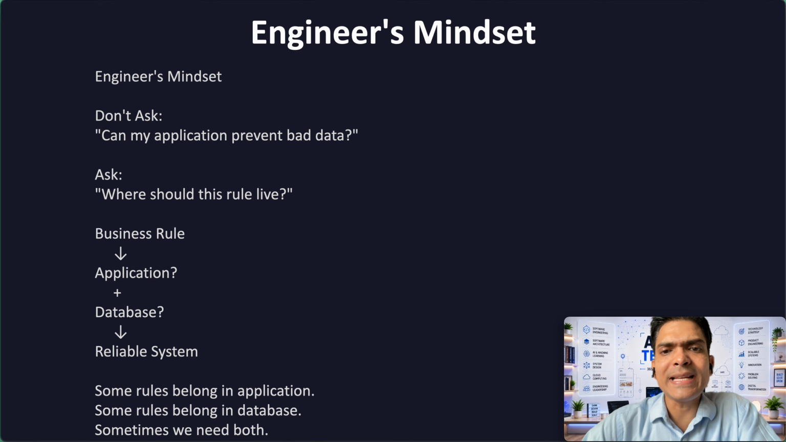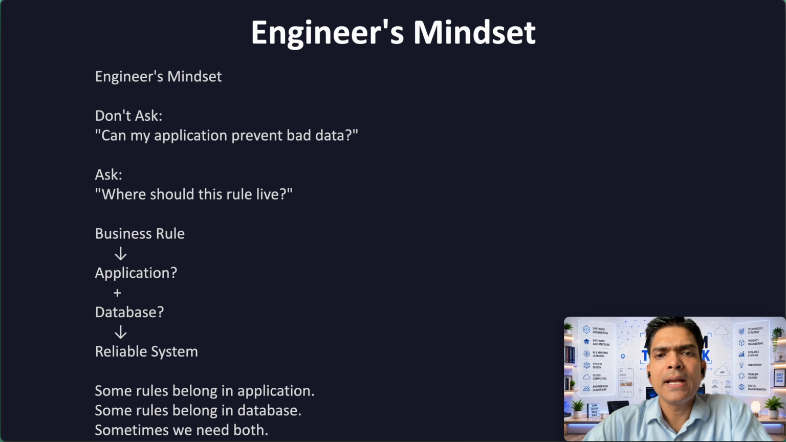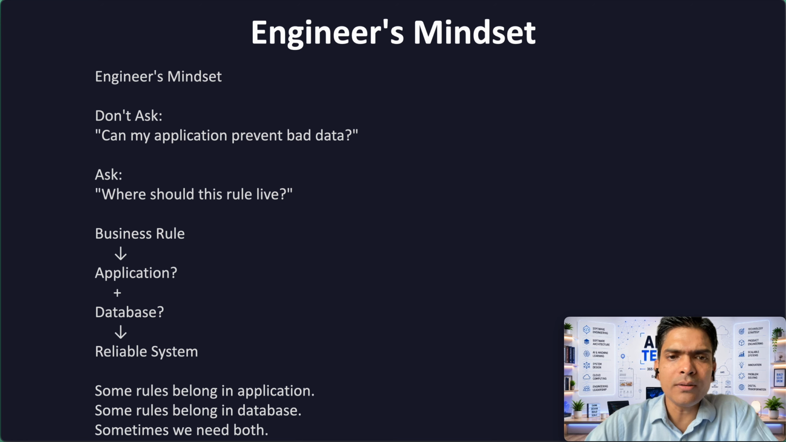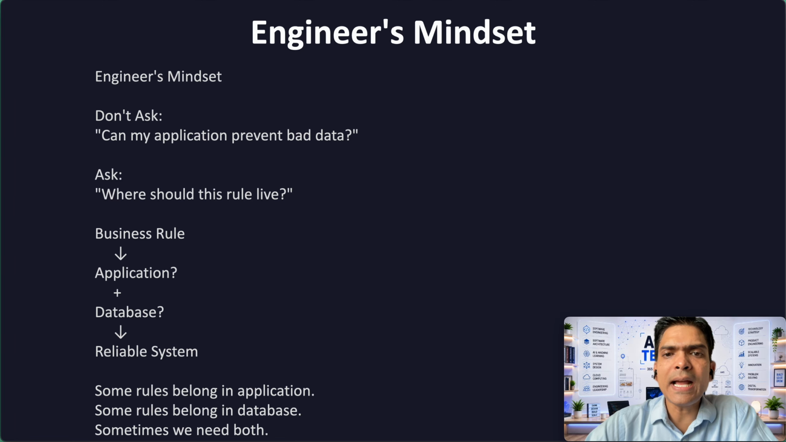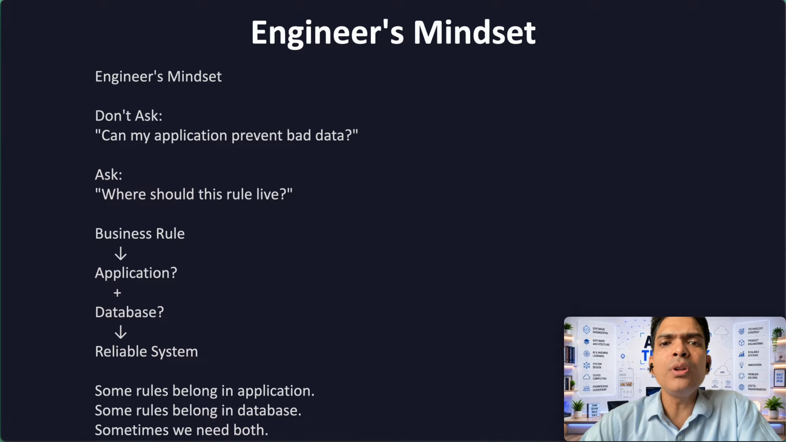This brings us to today's engineering mindset. Instead of simply asking, can my application prevent bad data? We should ask, where should this rule live? Some rules belong to the application for user experience and immediate feedback. Some rules are important enough to enforce at the database level for data integrity and consistency. And sometimes we need both for defense in depth. Good system design means understanding where a rule should be enforced and making sure that important data cannot easily become inconsistent.